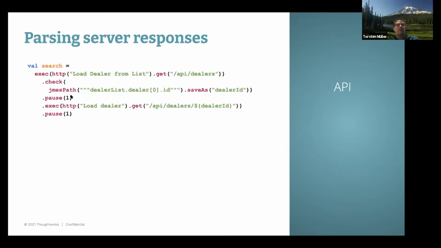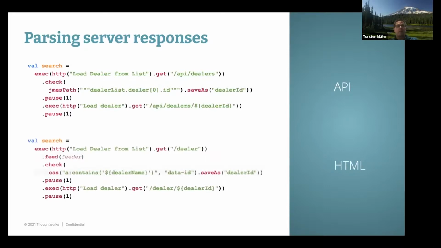And once you have that, save that as a variable in my session as dealer ID. And then it says, wait a second. And once that second is done, it executes the next one. And here you see the dealer ID that we have just extracted from the previous request now gets reused. So this way we can also make sure that we're not hitting IDs in our database that don't exist, and we can have some realistic testing.